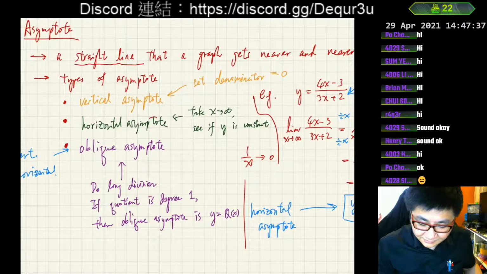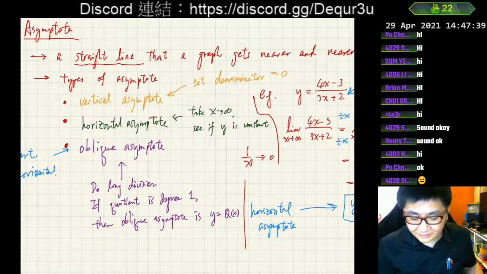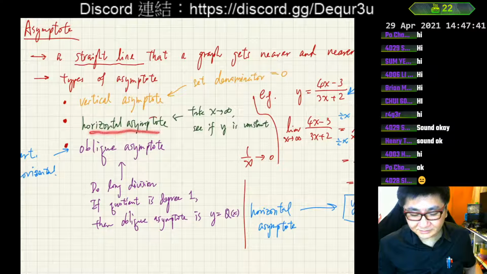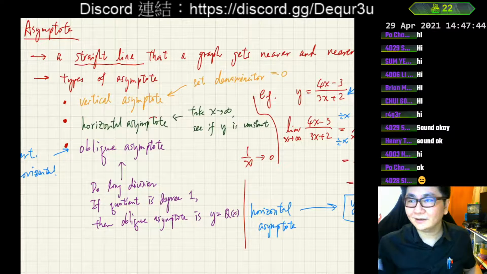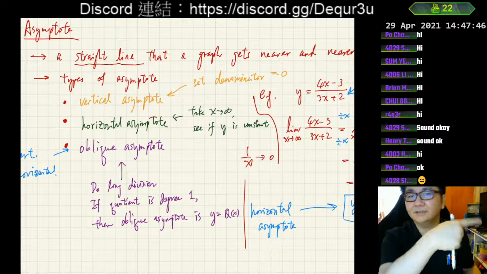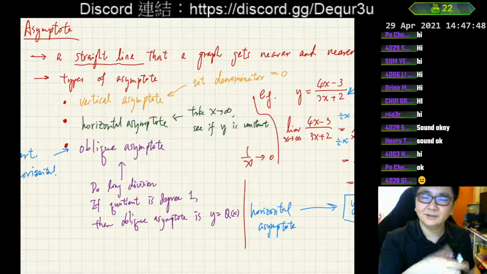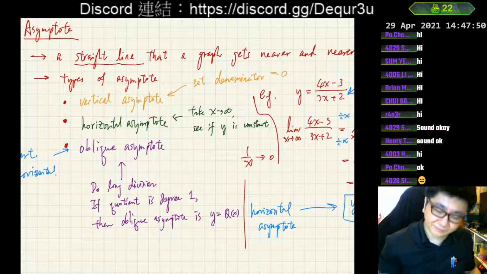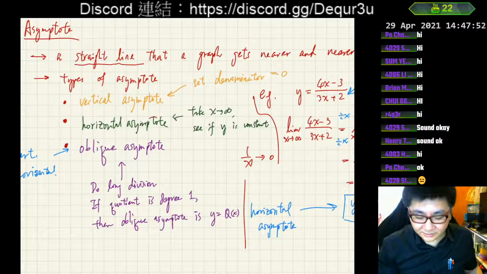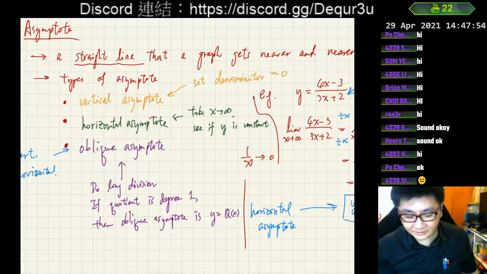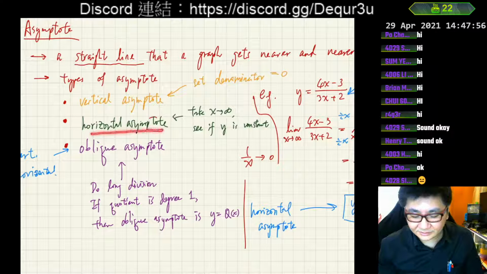Yesterday we talked about horizontal asymptote as well. Horizontal asymptote means that when the curve goes very far away, like when x goes to positive infinity, or when x goes to the other side, negative infinity, then it will go nearer and nearer to a horizontal line. Then it is a horizontal asymptote.